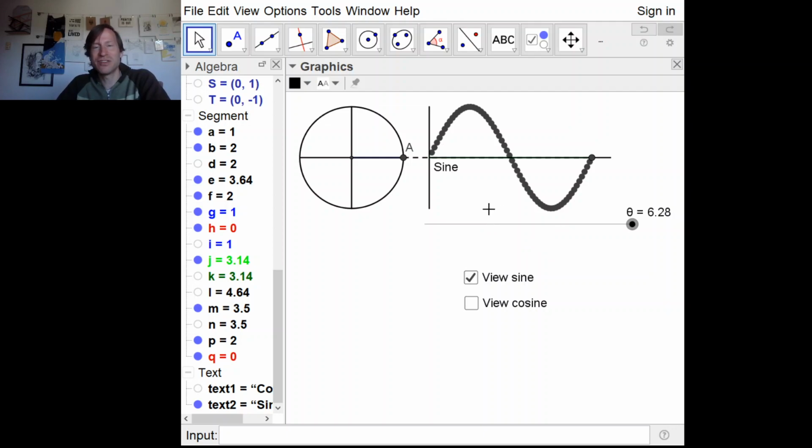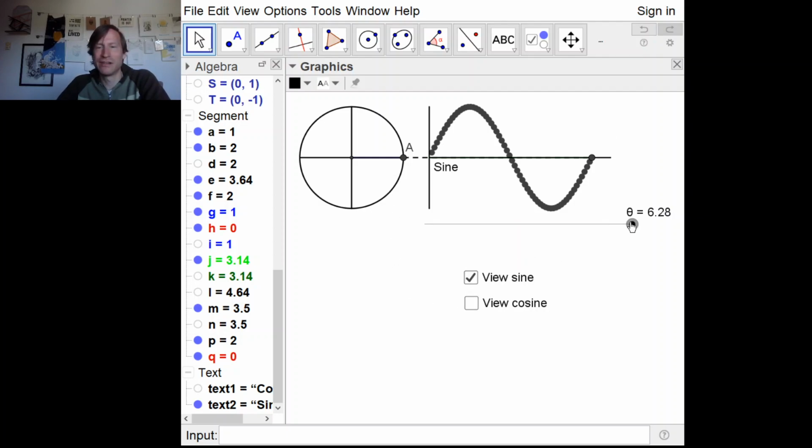Of course, the domain of sine is all real numbers, so this is only one small piece of the graph. If the slider were longer and we could increase theta more, this graph would continue up and to the right, and we just get another copy of this graph sitting further to the right. Okay, so that's for sine.